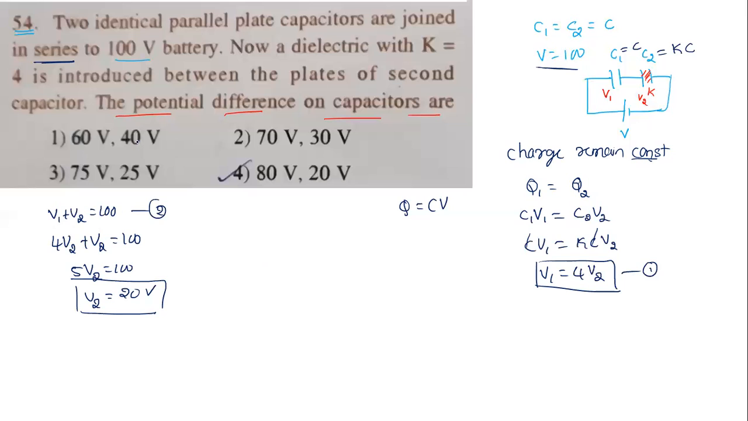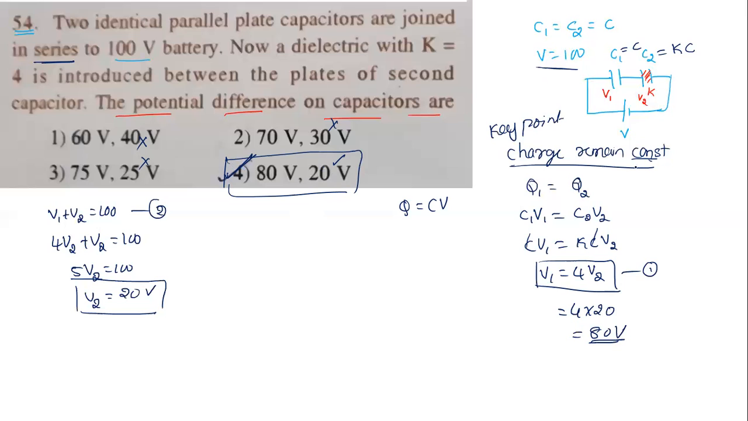So where is the option here? 40 is there, 25 is there, 30 is there, here 20 is there. So the fourth option must be the correct answer. Let's verify for V1. V1 is 4 times of V2, 4 times 20, which is 80 volts. The fourth option is the correct answer. This is the way you need to think. The key point here is that the charge remains constant, so since charge remains constant, we can find those values.